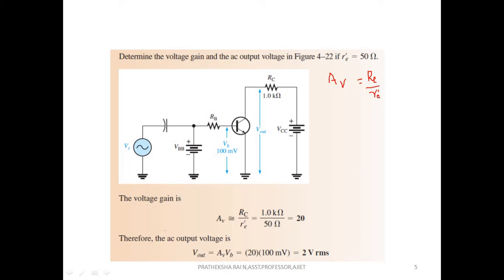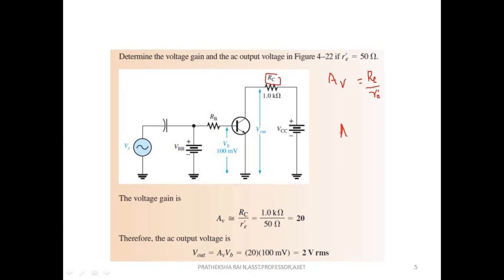Okay, so to find the voltage gain, we can directly substitute RC divided by R'E. R'E is given as 50 ohms, and RC from the figure we can find that it is 1 kilo ohm. So directly when I substitute, I'll get it as 20. And we are supposed to find the AC output voltage. How do we find AC output voltage? So we know that gain is nothing but output voltage divided by input voltage, right?